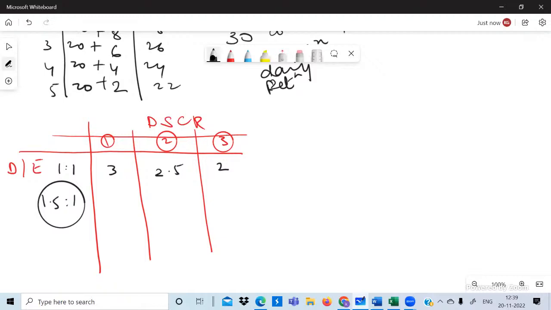Yeah, anyone? If your debt equity ratio increases, your DSCR will remain the same. Will it go up? Will it go down? And why? Okay, Ankit is saying it will go down. Okay, then why do you think it will go down, Ankit? Kumar is also saying it will go down. Why do you think it will go down?